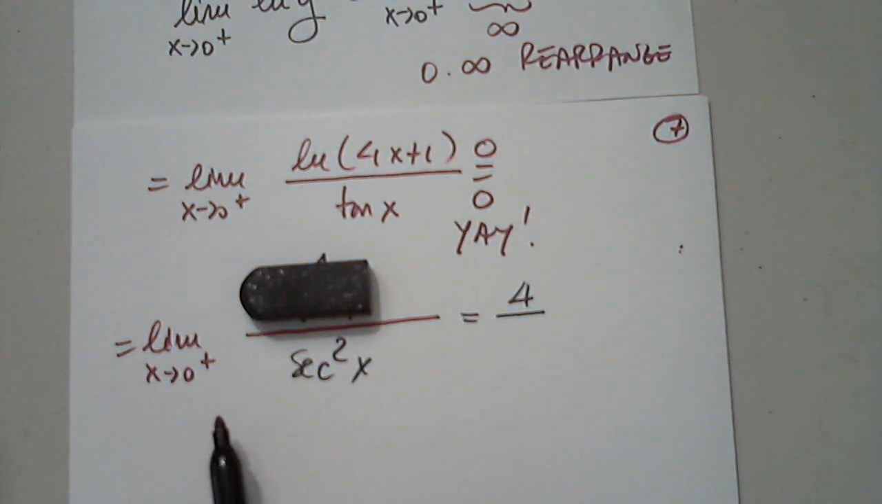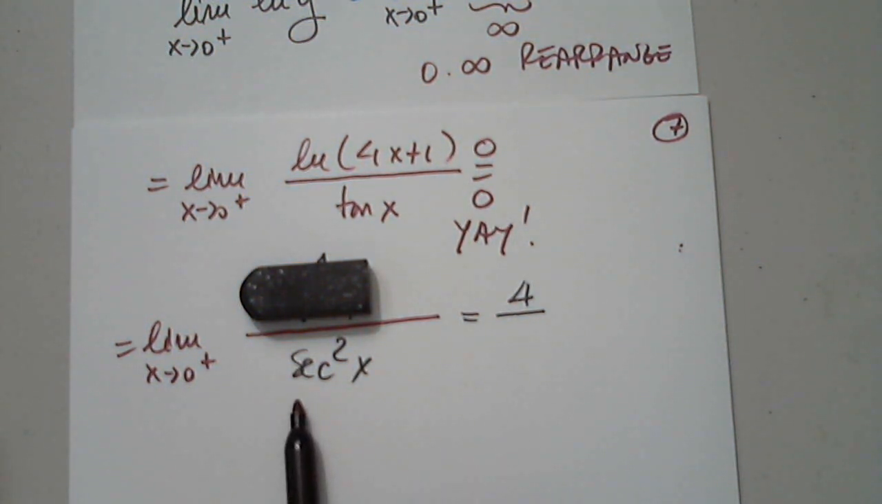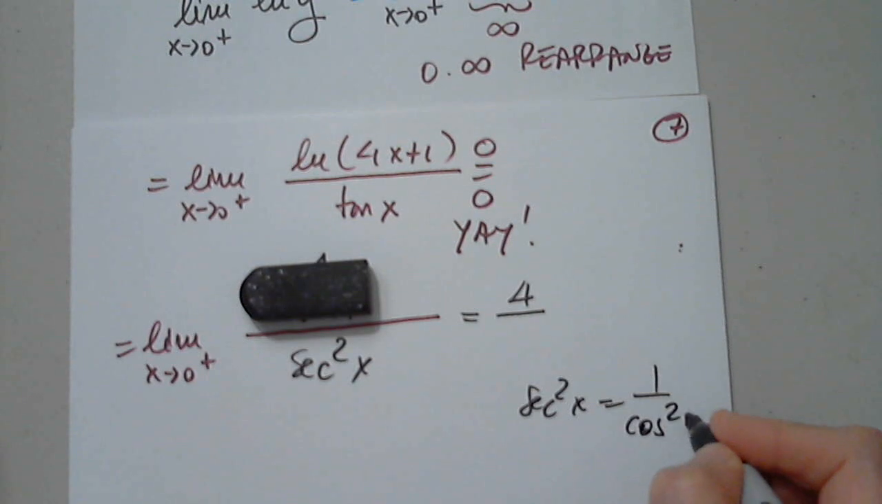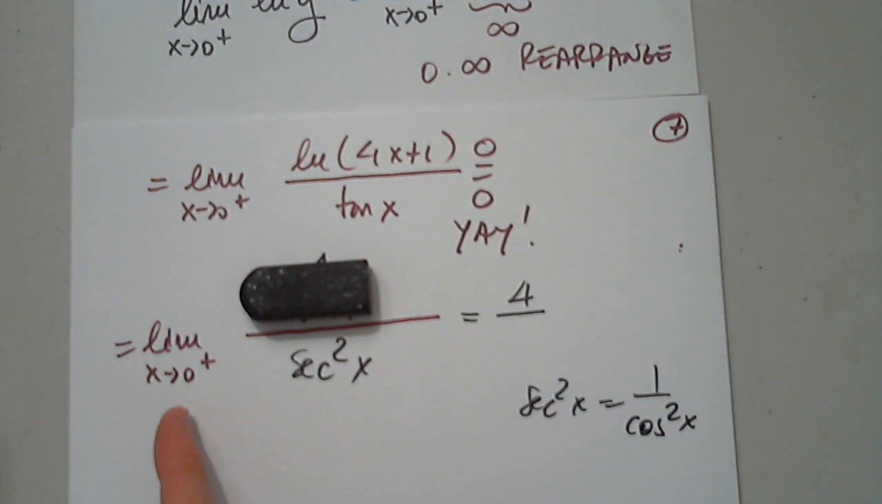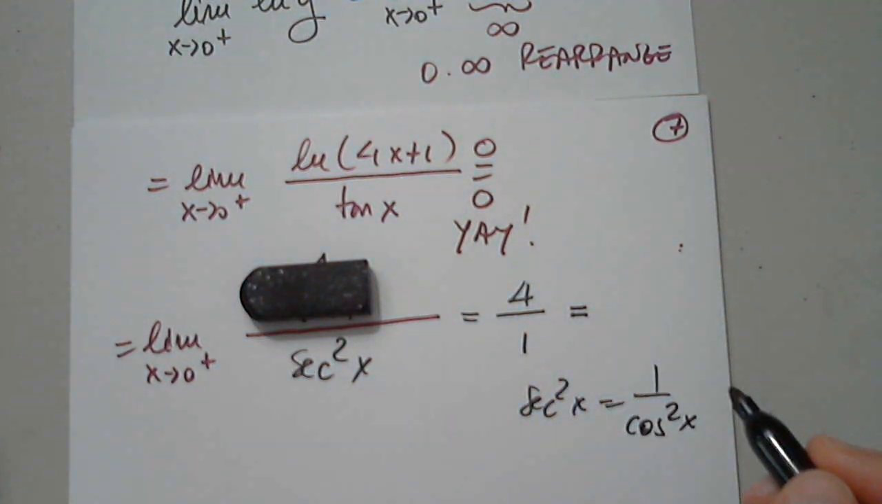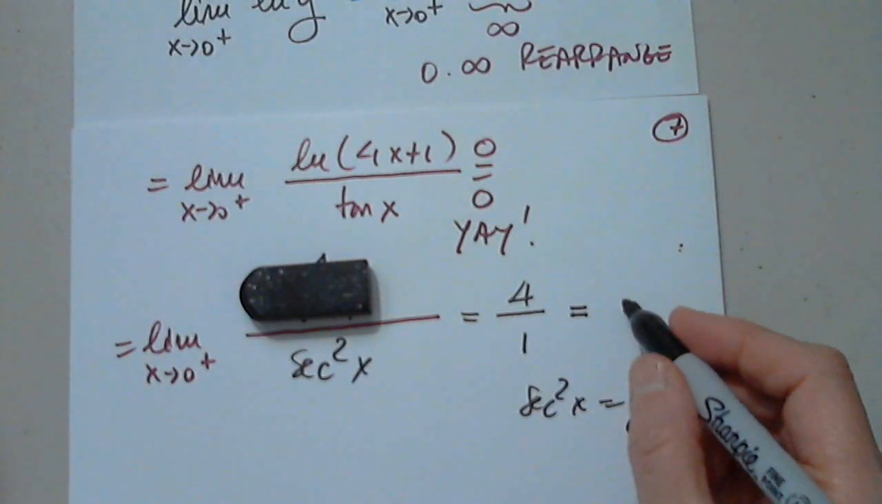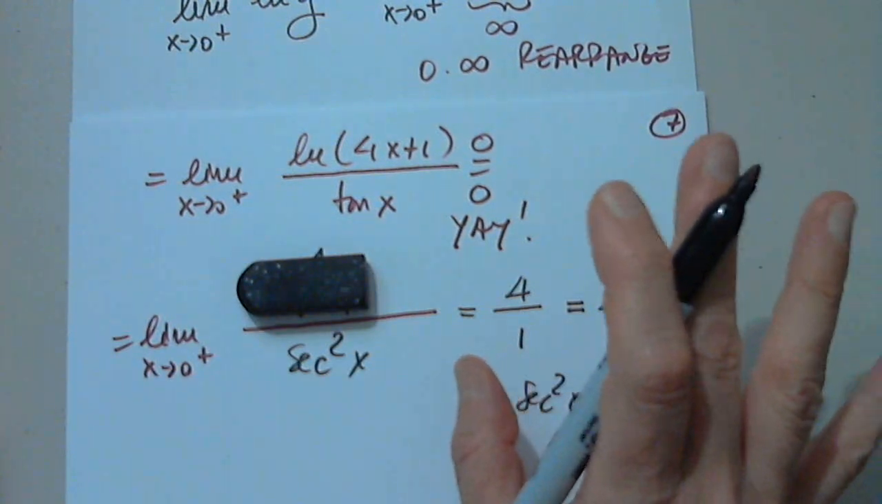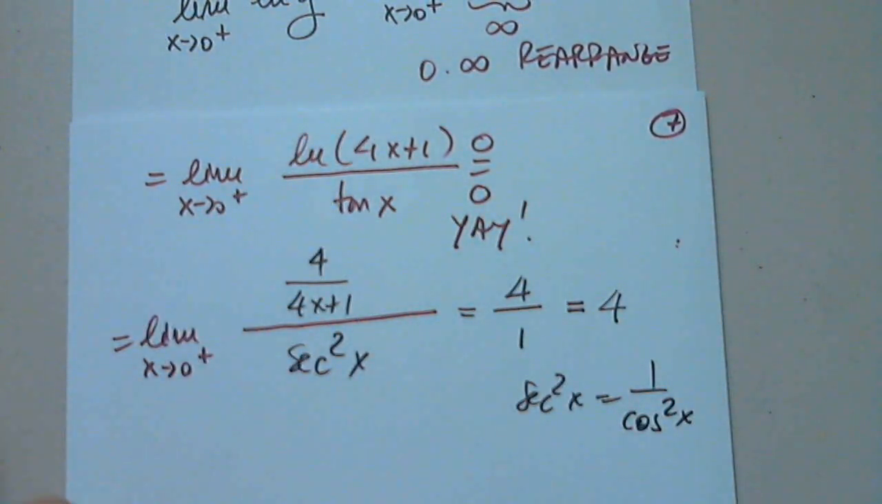Can anyone tell us where the denominator is going? Remember, secant squared is 1 over cosine squared. Where is cosine or cosine squared going as x approaches 0? 1. What is the limit then? 4. Is this what we are looking for? No, we're not done.